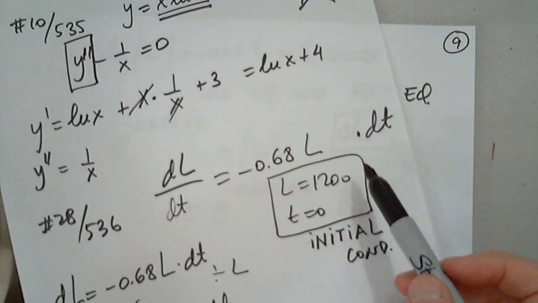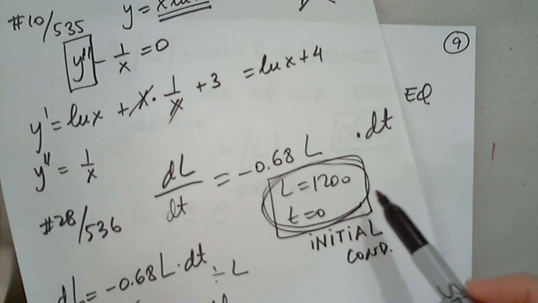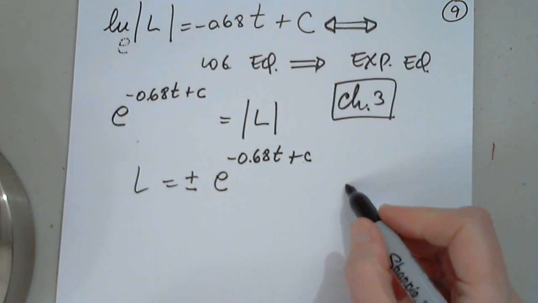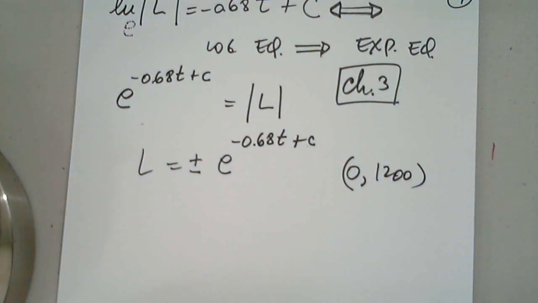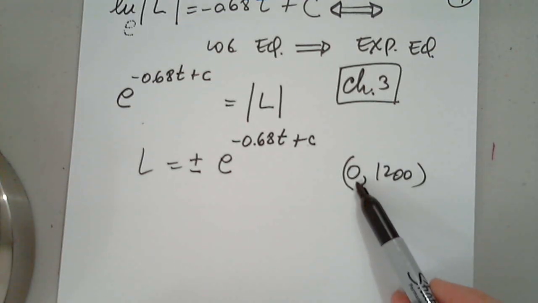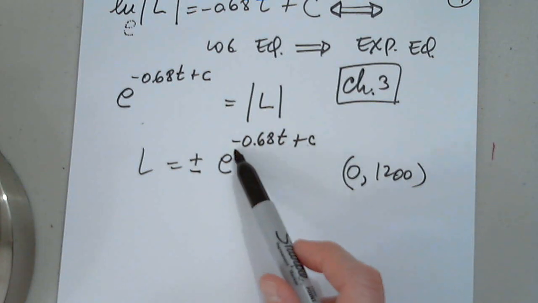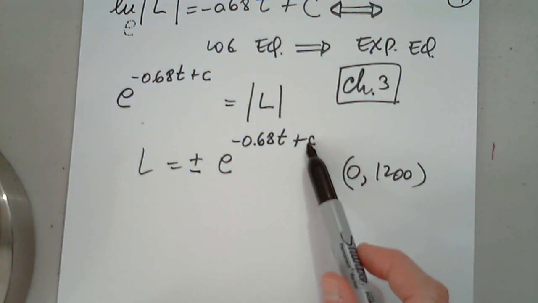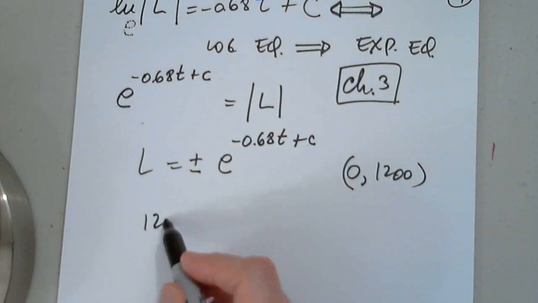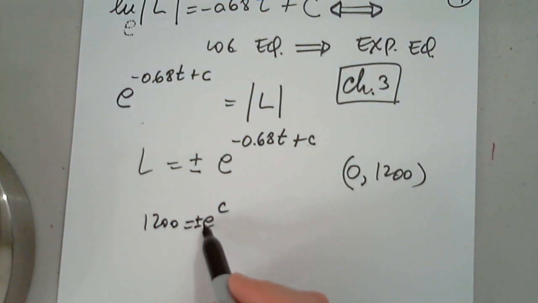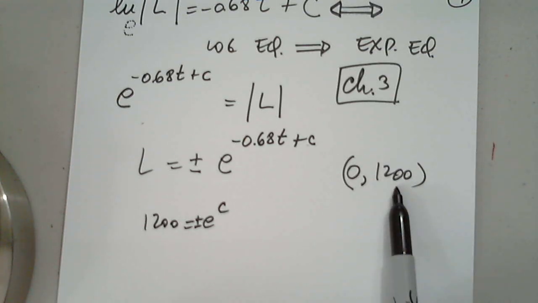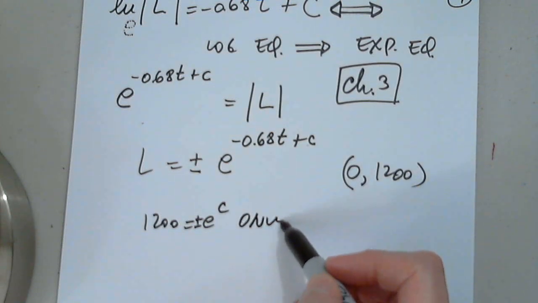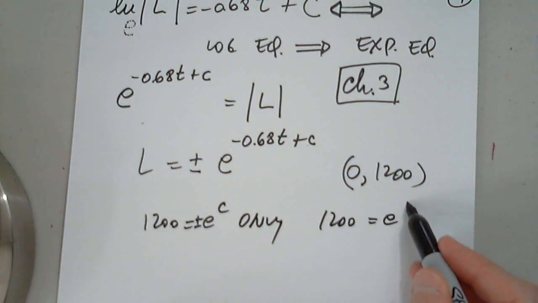Before I make any decision, I have to plug in the initial condition. The initial condition is when t is 0, L is 1200. So when t is 0, this is 0, and I have 1200 equals e to c with plus or minus in front. But I can't have plus or minus because this is only positive. So I will say only 1200 equals e to c.